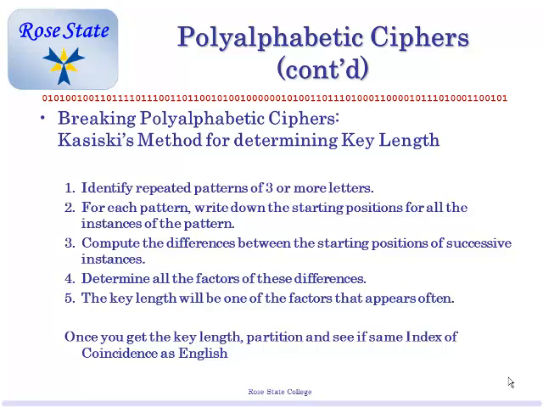So once you get the key length, partition and see if the same index sequences match for English. In other words, do the frequency analysis. You don't have to do that part. You only have to do steps 1 through 5.